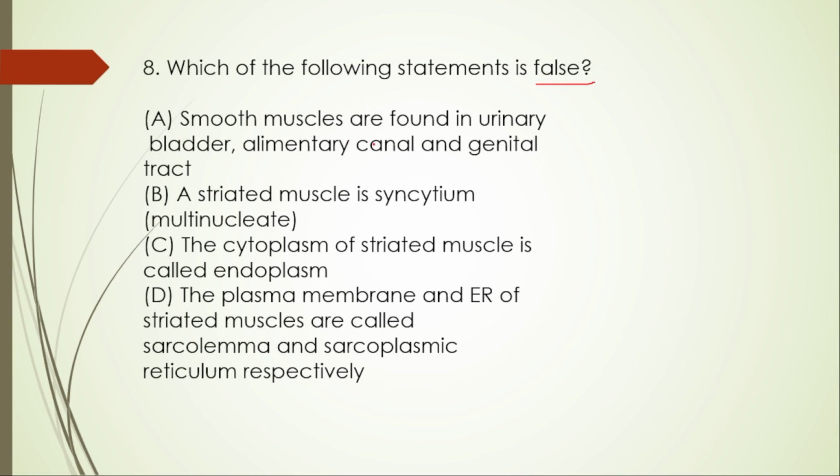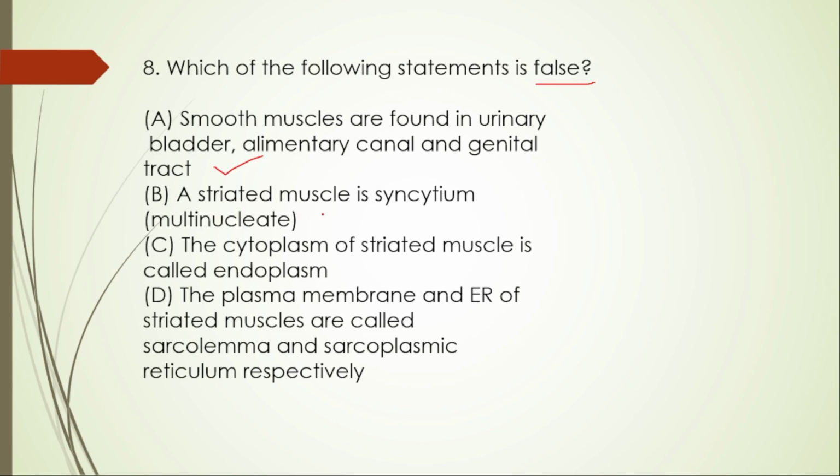A. Smooth muscles are found in urinary bladder, alimentary canal and genital tract. Yes, of course, smooth muscles are involuntary muscles found in the walls of the hollow internal organs like urinary bladder, alimentary, that is digestive canal or digestive tract, and then in the reproductive system also.